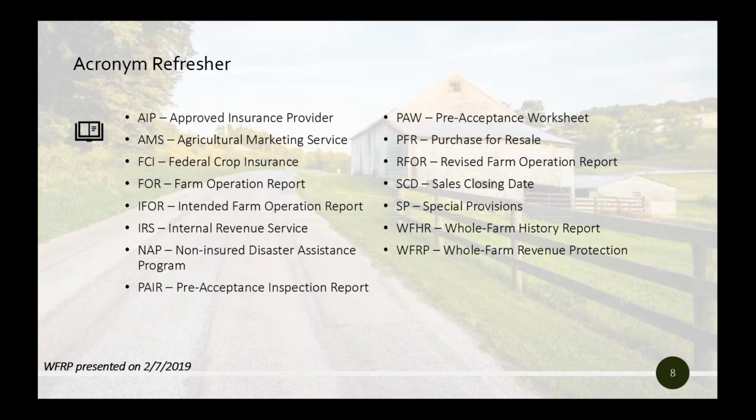Special provisions, that's where you'll go on RMA's website to the actuarial information browser. These are the county-specific policy language that you'll need to be familiar with, and your agent will help you out with that. The whole farm history report, and we really talked about that on Tuesday, and then WFRP, I'll be using that acronym quite a bit. That's whole farm revenue protection.